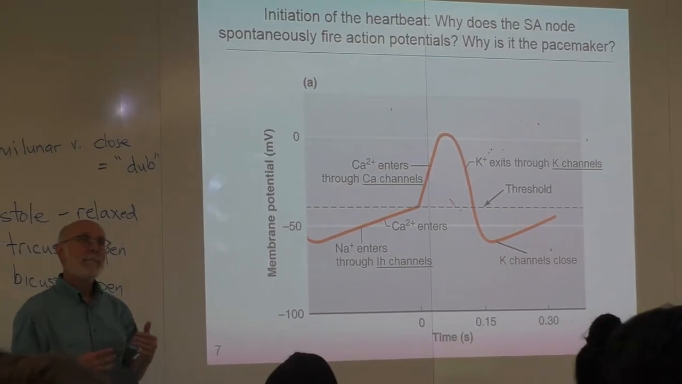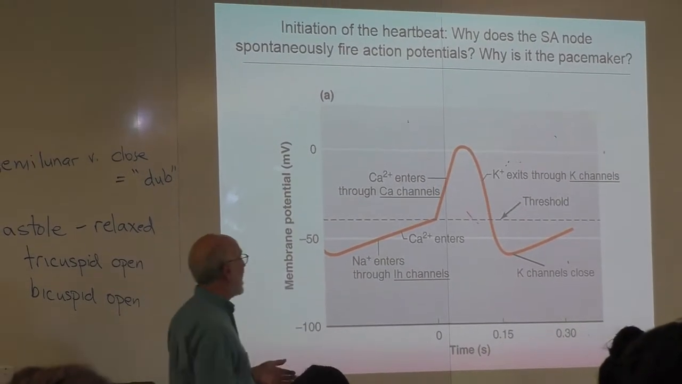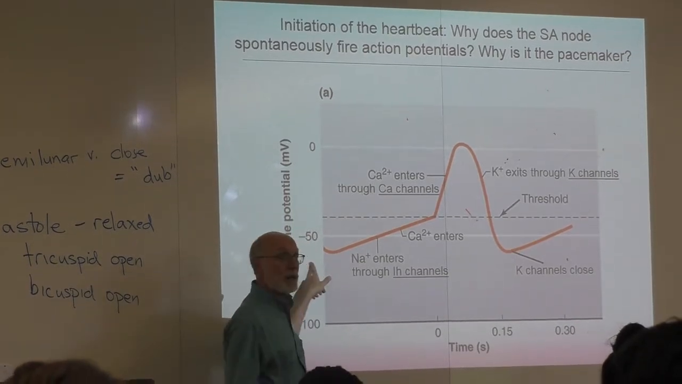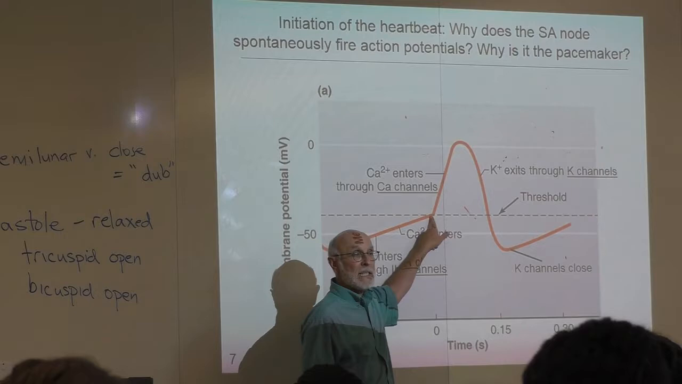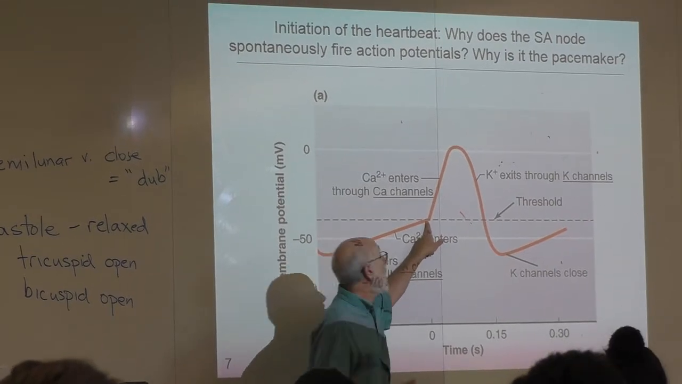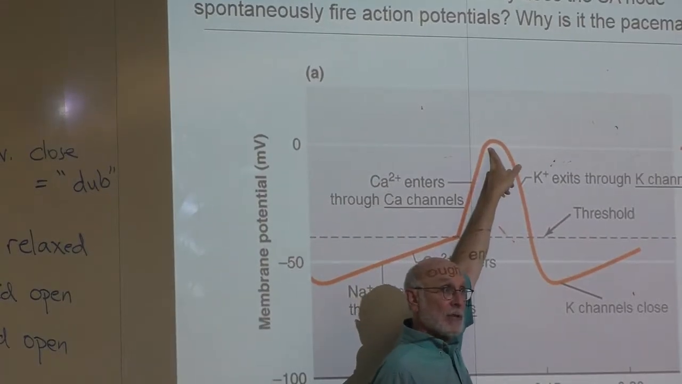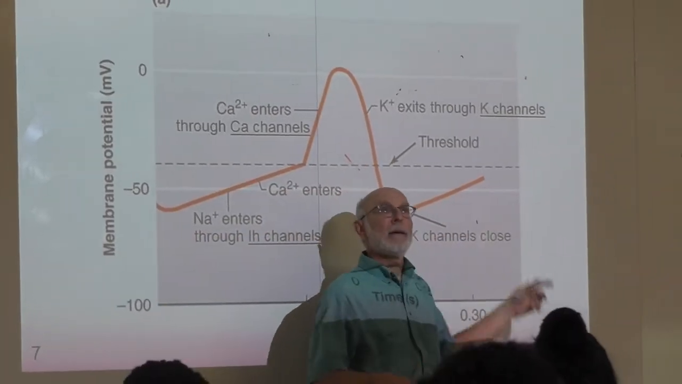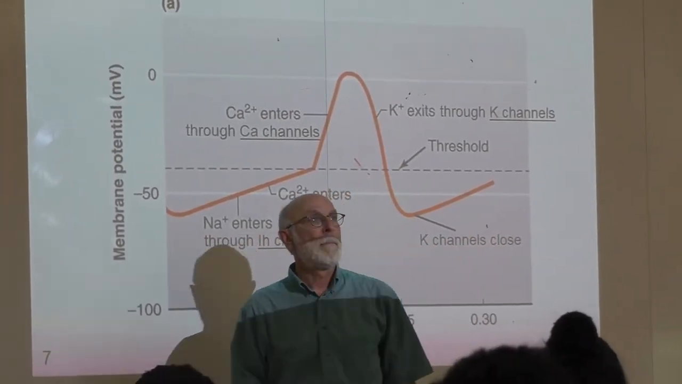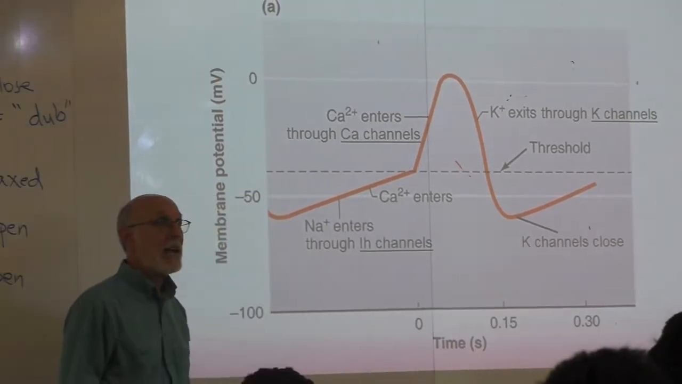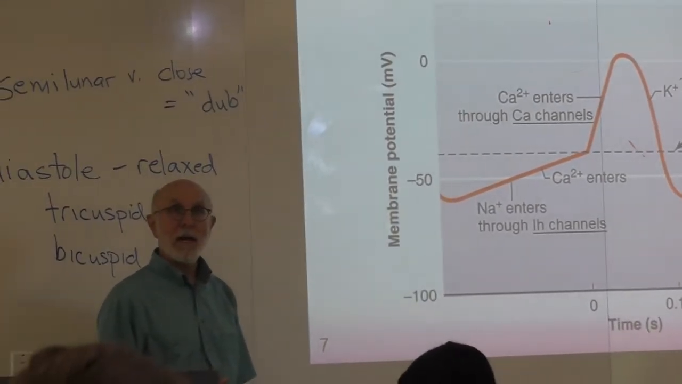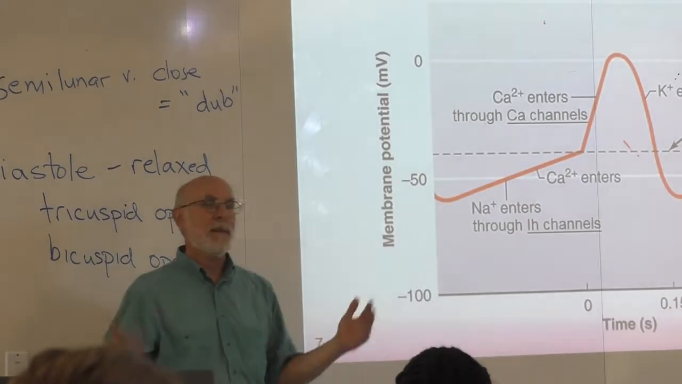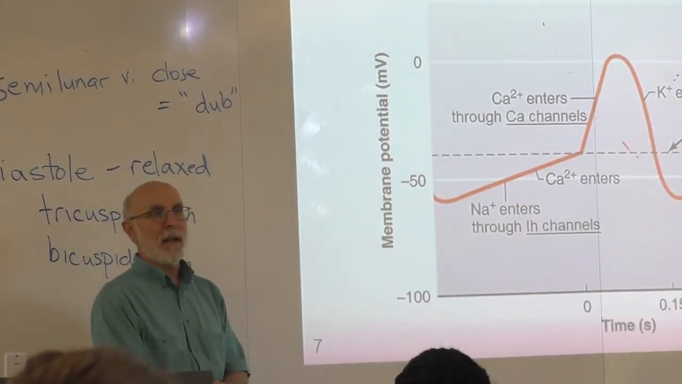So overall, a pacemaker cell spontaneously depolarizes, spontaneously fires an action potential, repolarizes, and does it again, over and over and over again, about once per second for your whole life, right? So this is a cartoon of the action potentials in a typical SA nodal cell, a pacemaker cell.